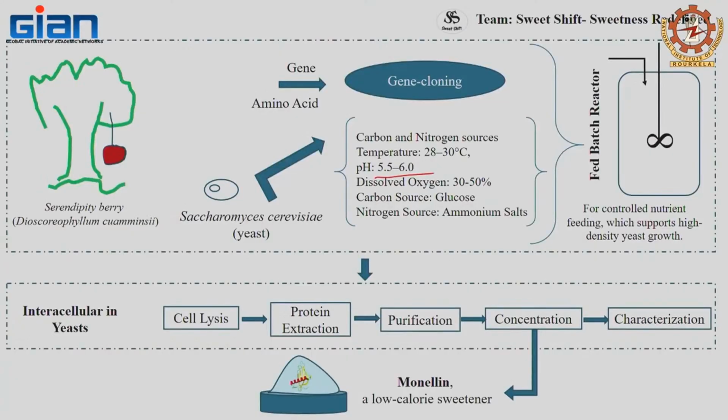Next, I selected the batch reactor. Why batch reactor? I mentioned it there for controlled nutrient feeding. As in the presentations we had about that, if you have one inlet through which we can feed, it will be the best one. So that's why I selected the fed-batch reactor, and for good density growth.